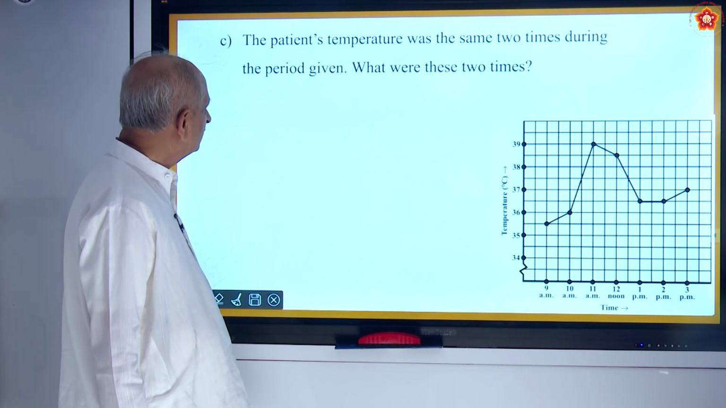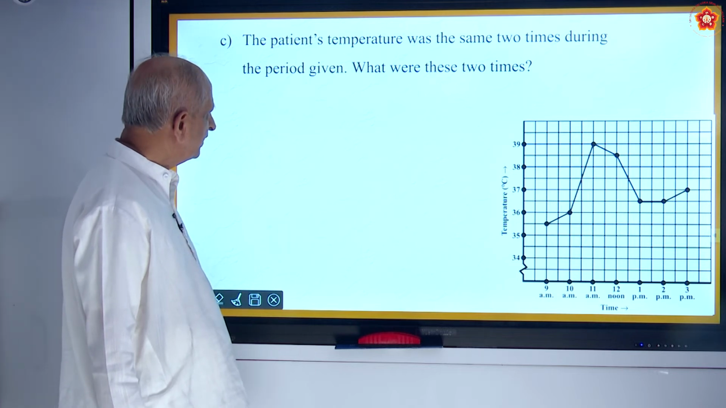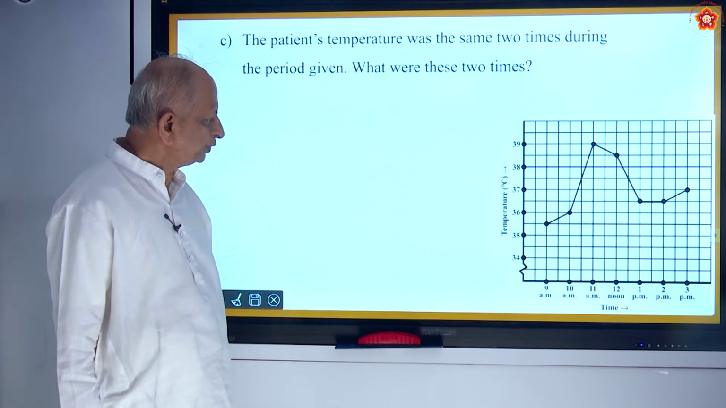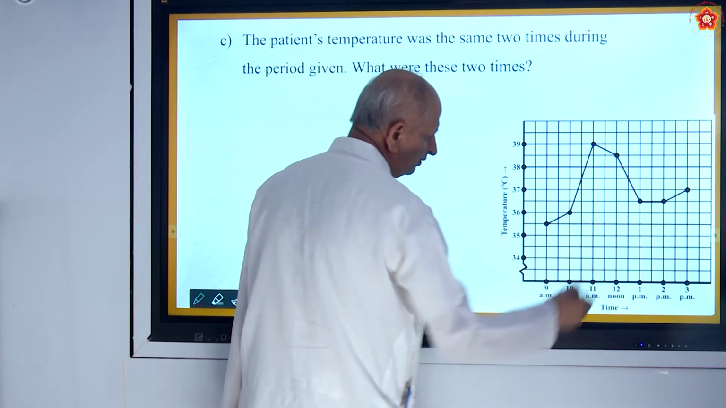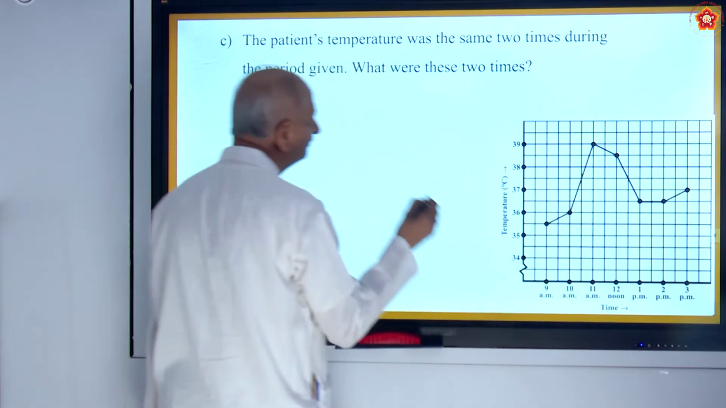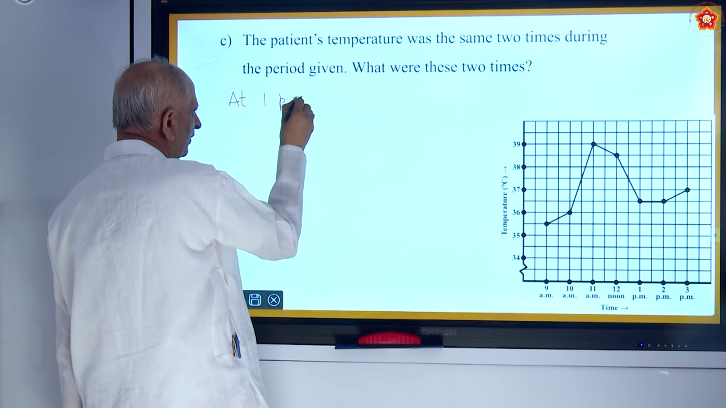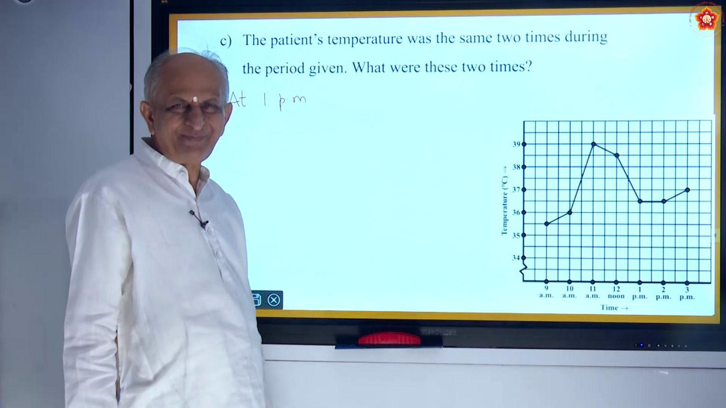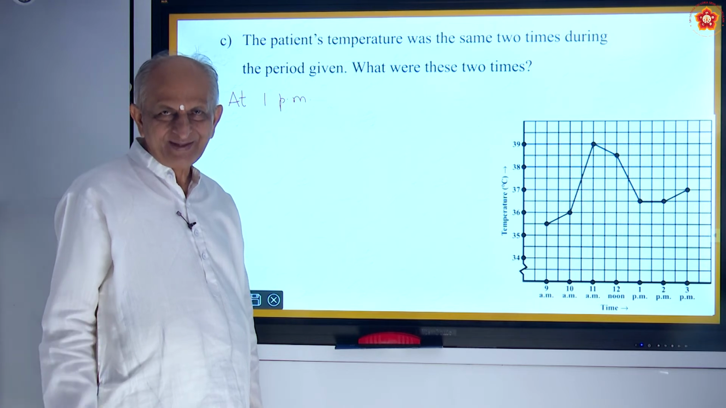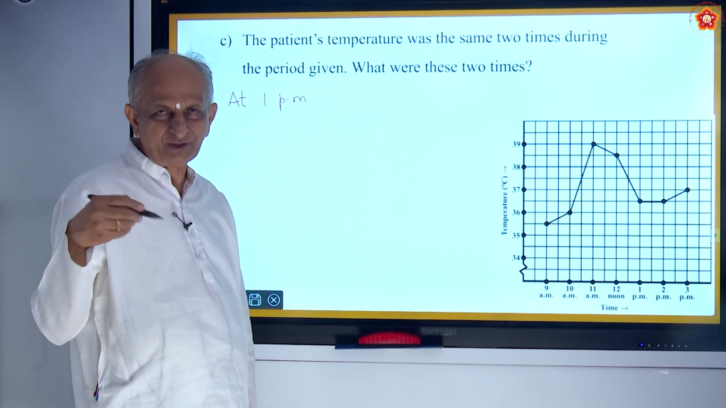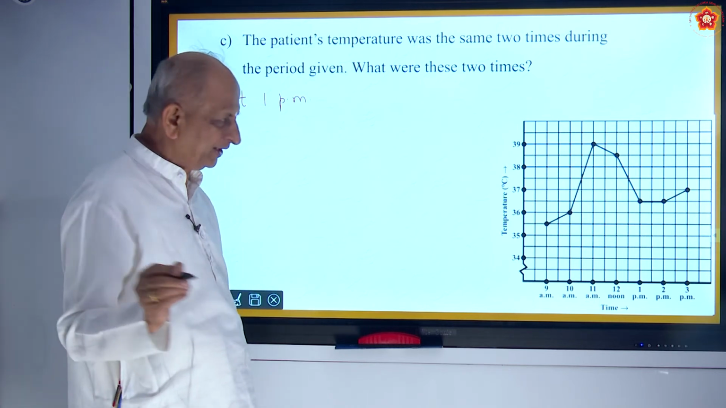In that, the patient's temperature was the same two times during the period given. What were the two times? Same temperature, what time? 1 p.m. and 2 p.m. What is p.m.? Expansion of p.m., come on. Post meridian. A.m. is ante meridian. Post meridian means after 12, and ante meridian means before 12.